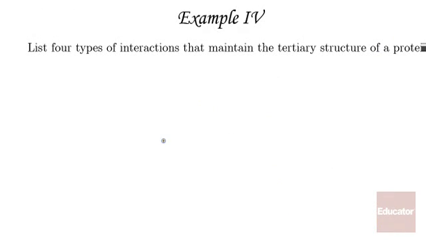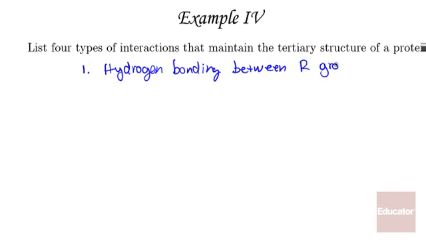List 4 types of interactions that maintain the tertiary structure of a protein. The first one is hydrogen bonding. And remember that this is hydrogen bonding between the side groups or the R groups, not between the backbone. Second type is hydrophobic interactions. These occur as a result of amino acids with hydrophobic side chains being pushed towards the center of the protein, being excluded from the hydrogen bonding of water and the polar side chains of some of the other amino acids. So these are hydrophobic interactions.